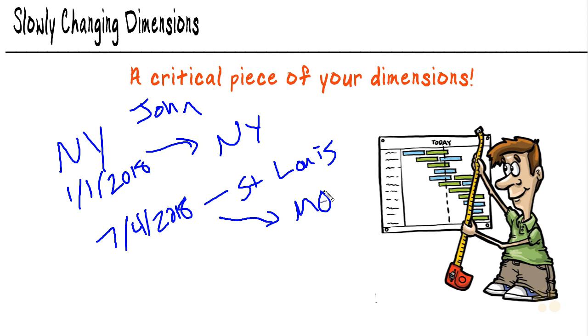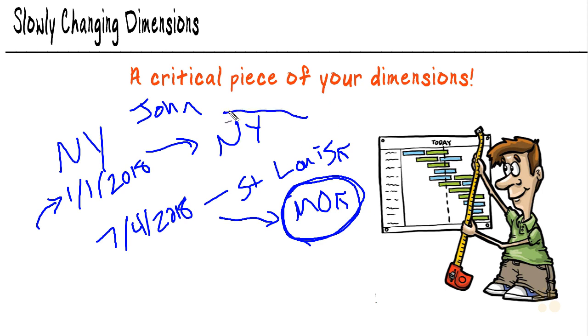What do we do? If we were to update his one record, his sales record, to say his address is now St. Louis and his sales are now occurring in Missouri, what would happen to all of the data that he sold in New York from January up till July 4th? All of a sudden, all of those sales would be attributed to Missouri, and that's inaccurate data. So the concept of slowly changing dimensions gives us the ability to change something about our dimension, in this case our staff, without altering the ability to correctly report on the data.